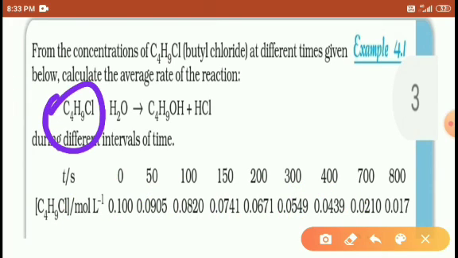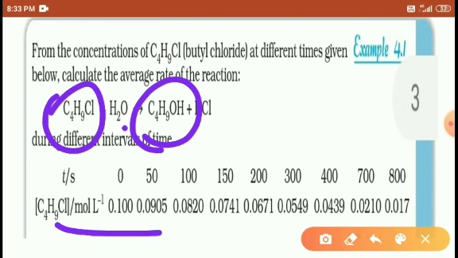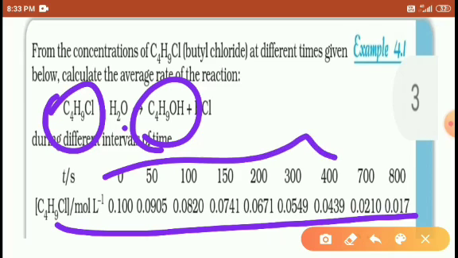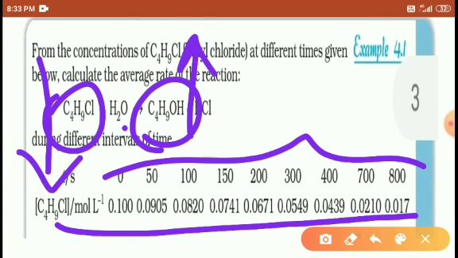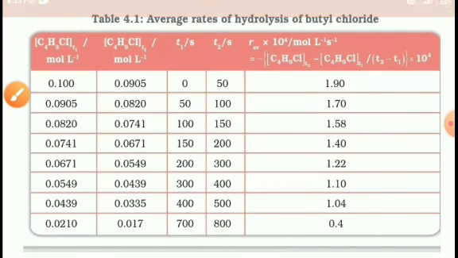Butyl chloride reacts with water to form butyl alcohol. The concentration of butyl chloride goes on decreasing with increasing time. It means butanol increases and butyl chloride decreases, students.